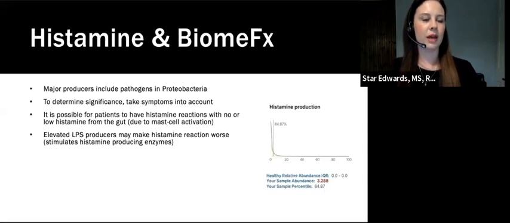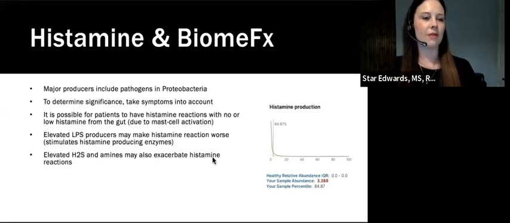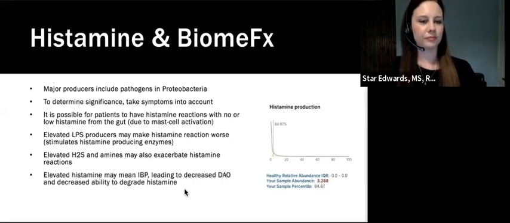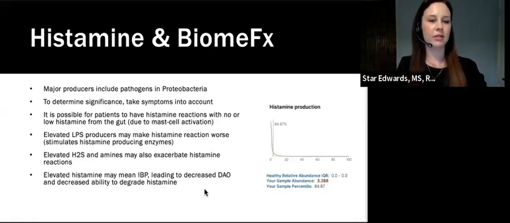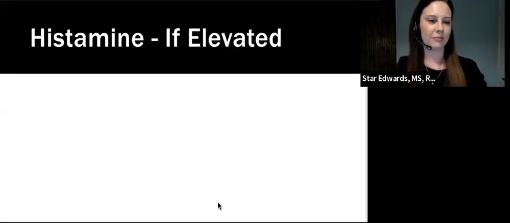And the first one would be elevated LPS. If you have a lot of LPS producers, that's going to make histamine reactions worse. If you have elevated hydrogen sulfide and amines, that could also make it worse. Now, elevated histamine means that you have intestinal barrier permeability, and the enzyme that we need to degrade histamine, diamine oxidase, is on the intestinal barrier. So if you have leaky gut, you don't have enough of this DAO supplement or DAO enzyme to break down that histamine.